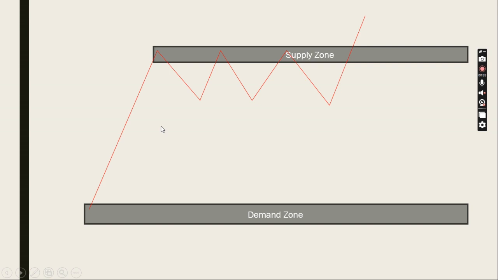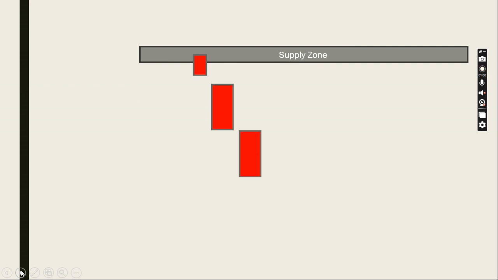So, one thing that makes a zone weak is if it's been tested a few times. For example, this supply zone was formed. The price came back to test it once and it rejected. But now the third time it's come back, it can break through. So we ideally are looking for always a fresh zone to trade. So that's one of the factors that we judge for a supply zone to be weak or strong.